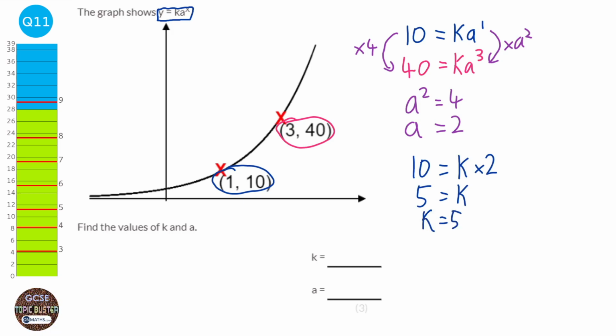So our answers will be k equals 5 and a equals 2. Now check that works. So let's have a look at this second coordinate. We're going to do y equals 5 times 2 to the power of 3. 2 to the power of 3 is 8. 5 times 8 is 40. So we know that our equation works.